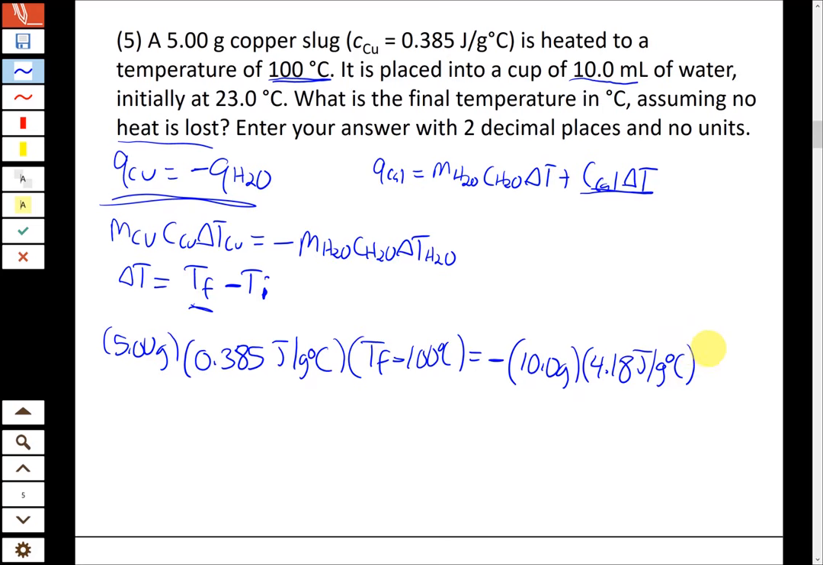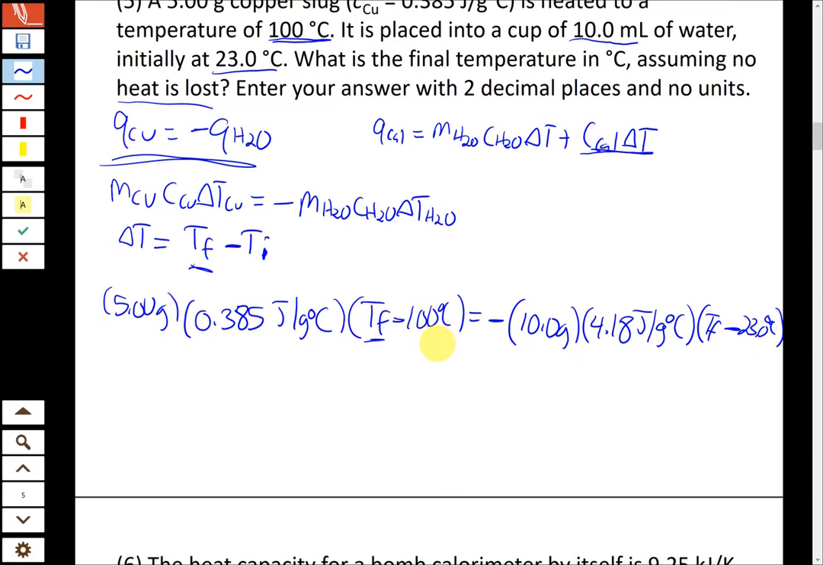And then finally, we have the delta T term for water. So both substances are going to go to the same final temperature. That's when the heat transfer stops, is when they get to that final stable temperature. But then the initial temperature for water is different. The initial temperature for water was 23. All right, so 23 Celsius there. So that's what we're going to solve, and we have to solve for our unknown TF.